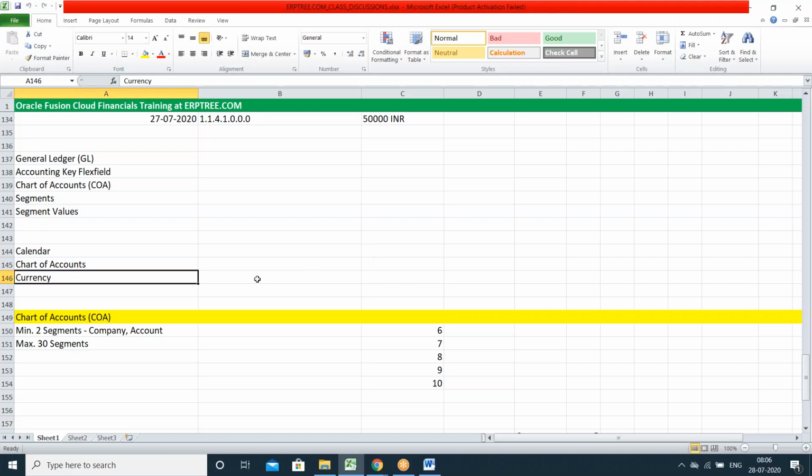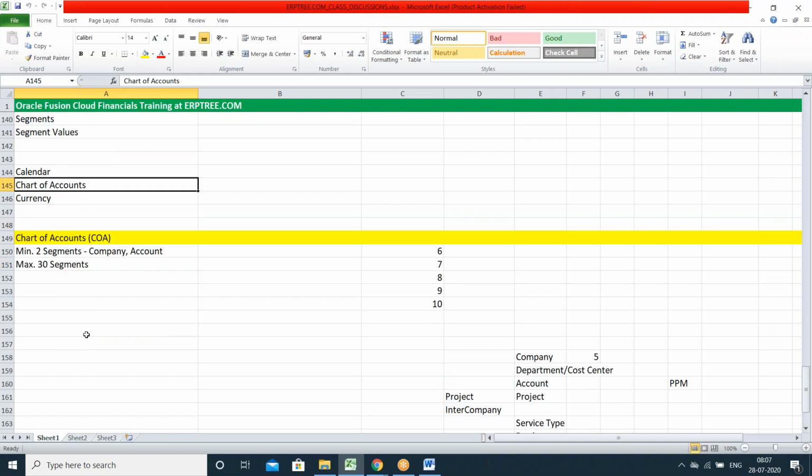So in the last session, we discussed calendar, currency, and chart of accounts. With the calendar, you can capture the date, and with the currency, you can identify which currency the amounts belong to. And with the chart of accounts, you can write the description of the transaction: which company, which department, which account, and what other key information you want to include as part of the description. All of this you can capture with the concept called segments. So this is what we discussed.